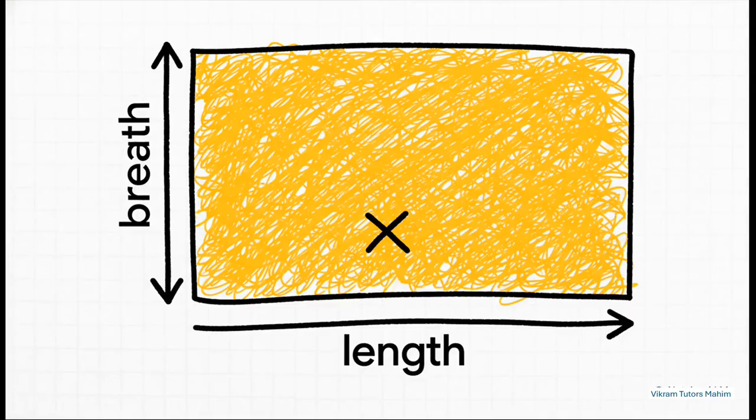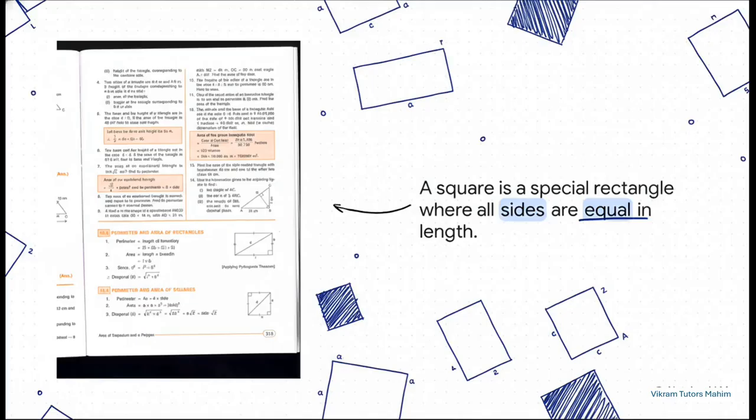And here's the best part. The formula for its area is just so simple. You just multiply the length by the breadth. That's it. The big takeaway here is that with just two quick measurements, you can figure out the entire surface inside that shape.